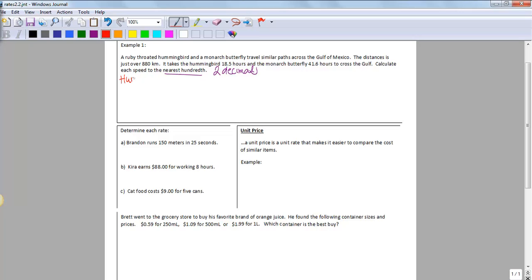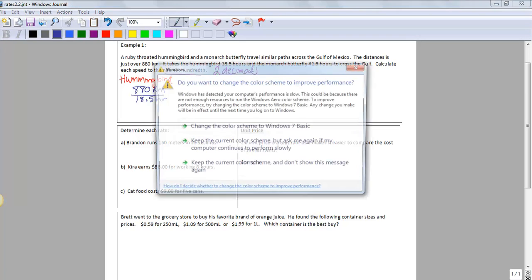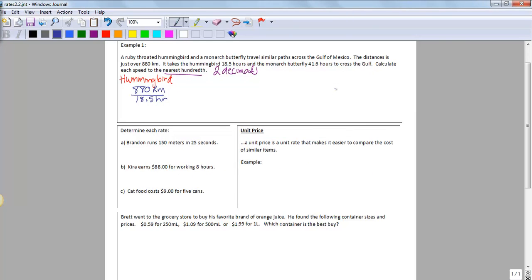Let's do the hummingbird first. I know that the hummingbird can do 880 kilometers in 18.5 hours. Remember, this is another way to divide, that line between. So 880 divided by 18.5. I'm not very good with the calculator today. Let's try again. 880 divided by 18.5. There it is. Equals, to the nearest hundredth, so 2 decimals, 47.57 kilometers per hour.